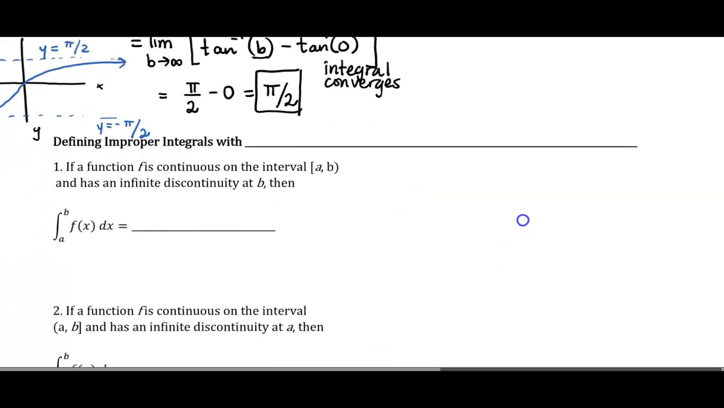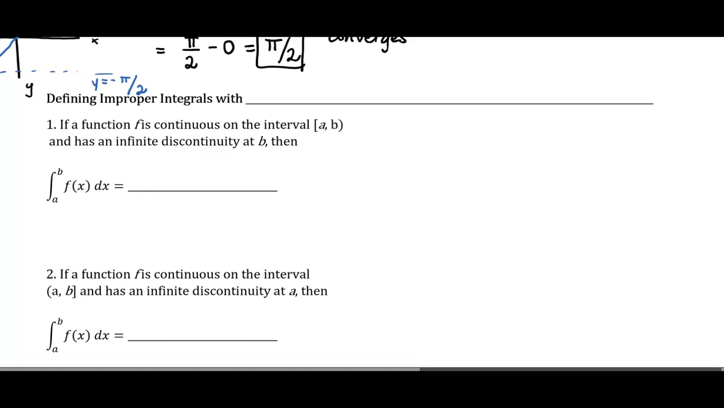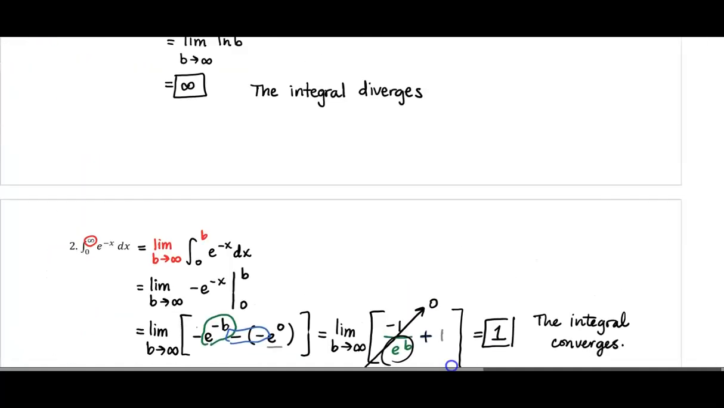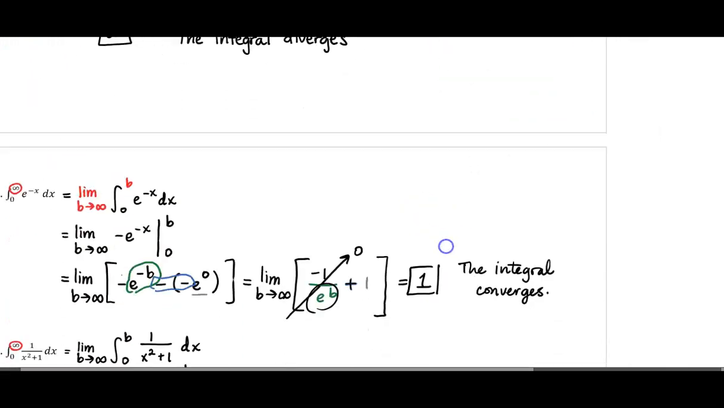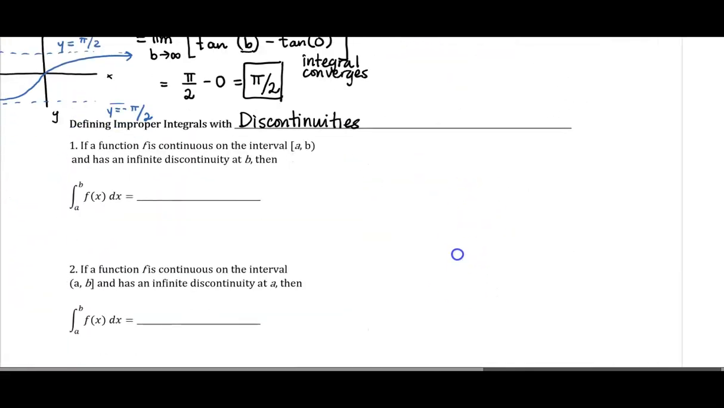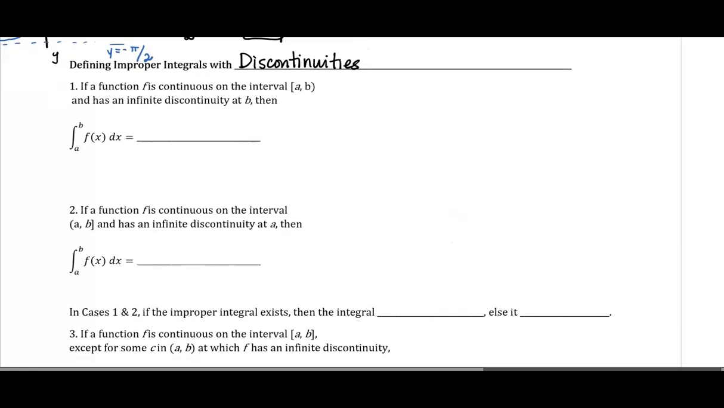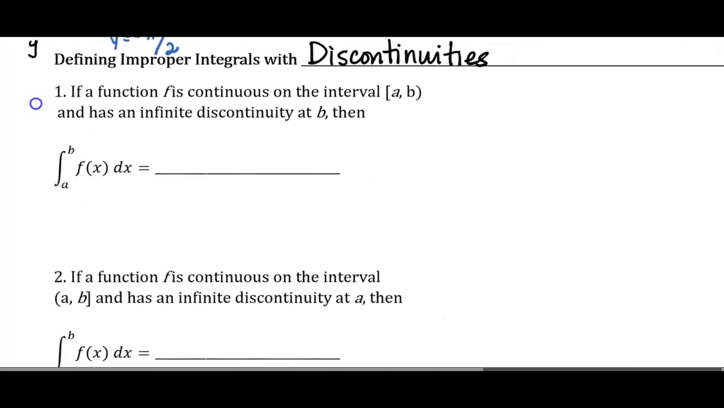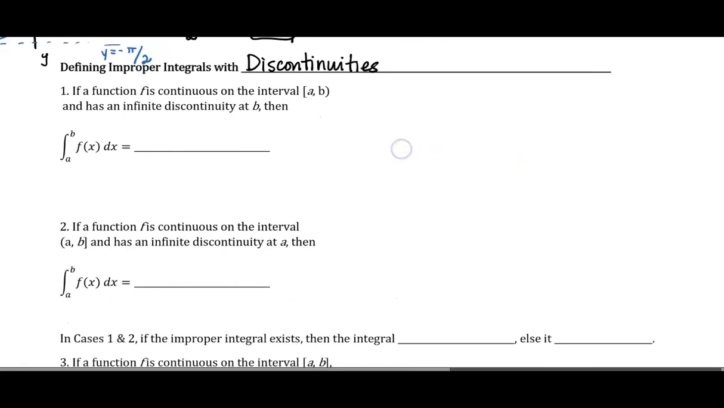Next, we're going to move on to look at how we deal with improper integrals when we have discontinuities. So we've seen improper integrals where we had infinite limits, infinity showing up in our limits of integration. Now we're going to talk about what happens if the function is not continuous the entire time that we're integrating over it. So the first case we look at is infinite discontinuities at the endpoints of an integral.